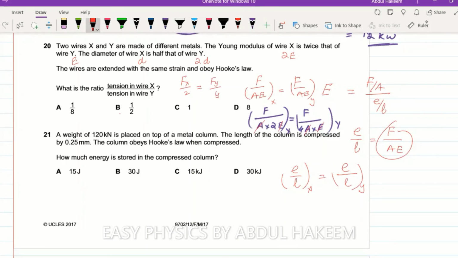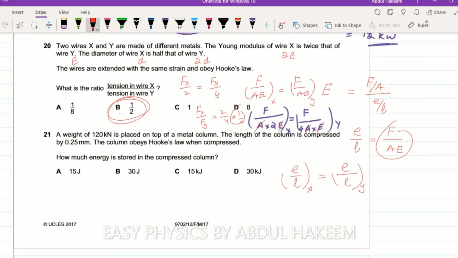And tension of X divided by tension of Y, it means Fx divided by Fy is equal to 2 by 4. And the 2 by 4 becomes 1 by 2. So B is the answer.